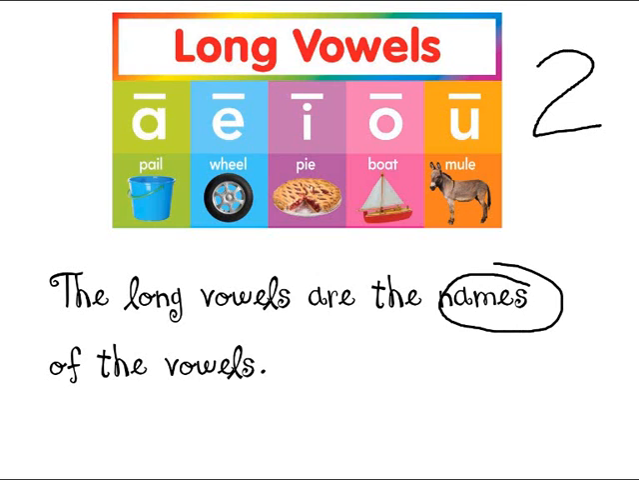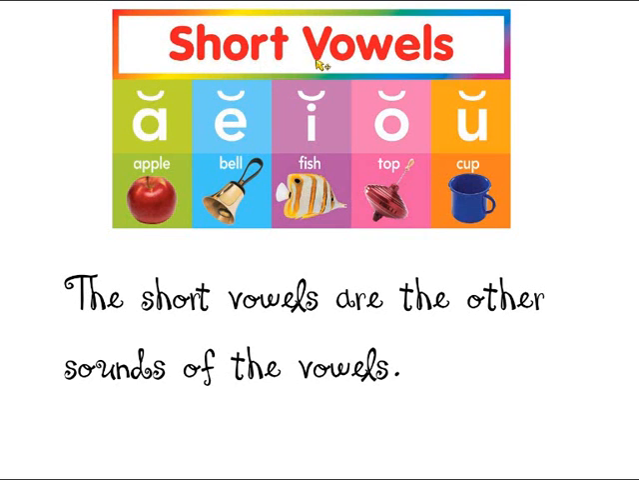And now let's see the short vowels, the short sounds of the vowels. The short sounds of the vowels are the other sounds. For example, the A has a different sound, like in apple. So this sound is a, apple. A for apple.